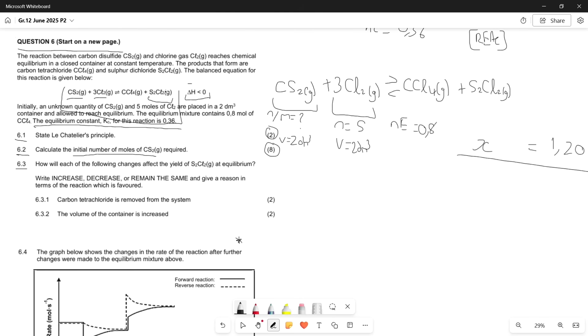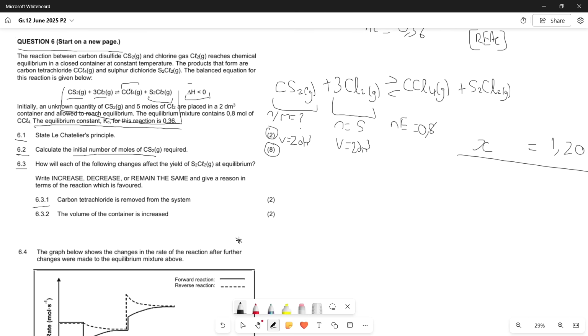If the forward reaction is favored, we will get more S2Cl2. If the reverse reaction is favored, we will get less S2Cl2. So then 6.3.1 says carbon tetrachloride. So our carbon tetrachloride, our CCl4 over there, is removed from the system. So this is quite a nice one.